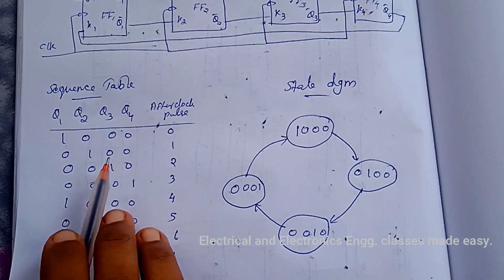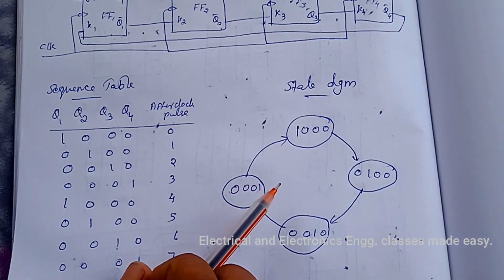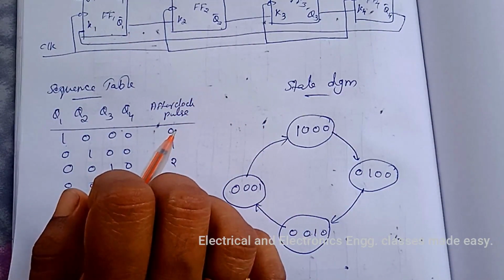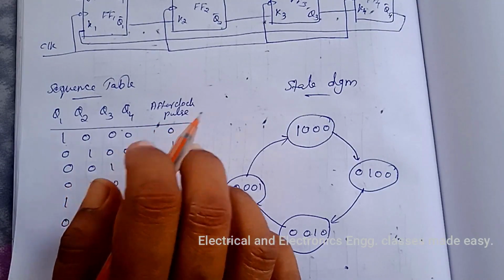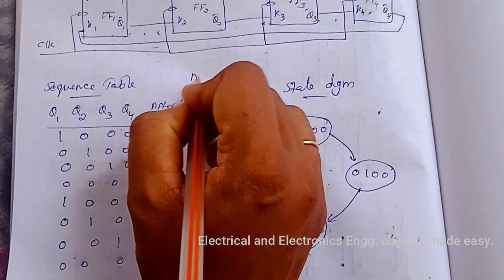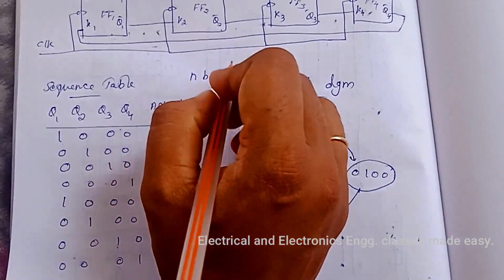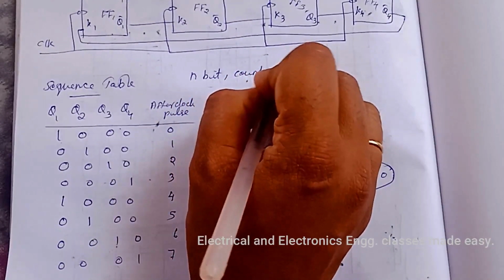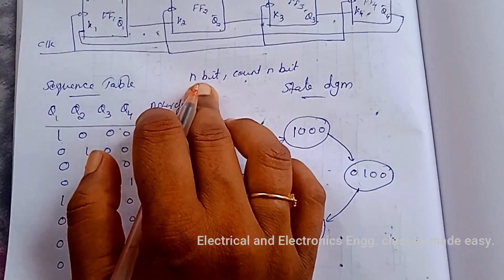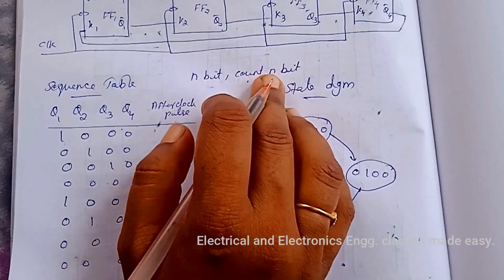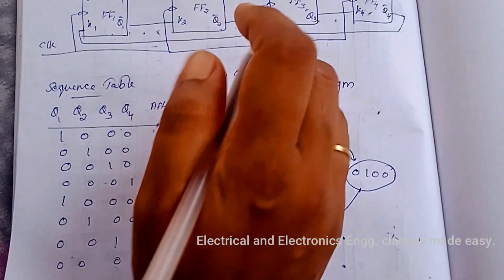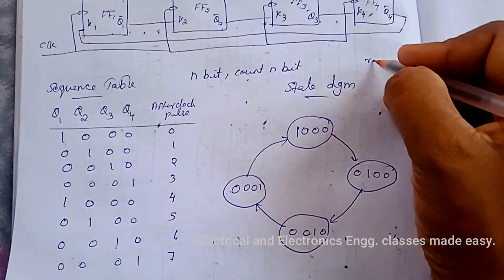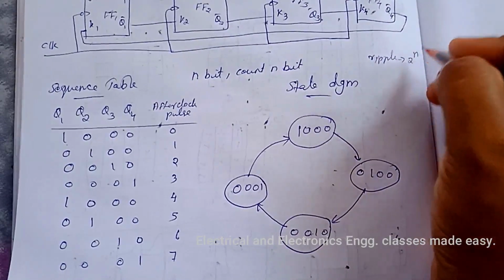The number of distinct states in the ring counter, that is the mode of the ring counter, is equal to the number of flip-flops used in the counter. So an n-bit ring counter can only count n bits, whereas an n-bit ripple counter can count up to 2 raised to n bits.